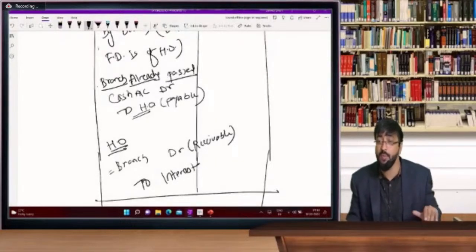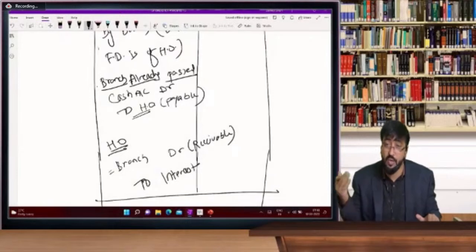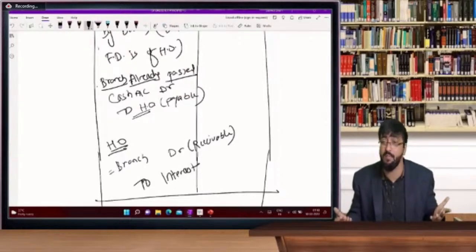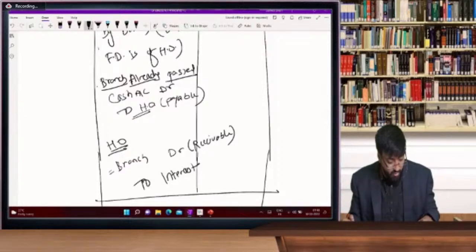And in the books of HO में क्या पास करूंगा एंट्री? ब्रांच से मुझे पैसा आएगा. सो ब्रांच इज अ रिसीवेबल एंड दैट इंटरेस्ट इज माई इनकम. सो इंटरेस्ट में क्या करूंगा? क्रेडिट करने वाला हूं. बेटा ये बहुत सिंपल है. Very good beta. Yes, many students answered it now.